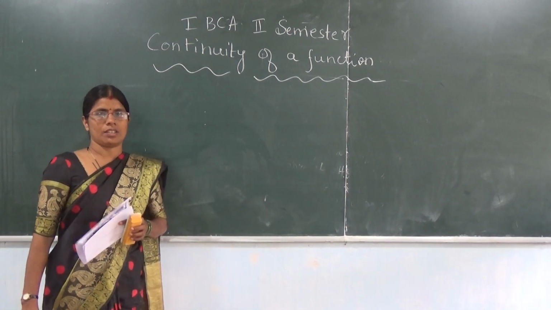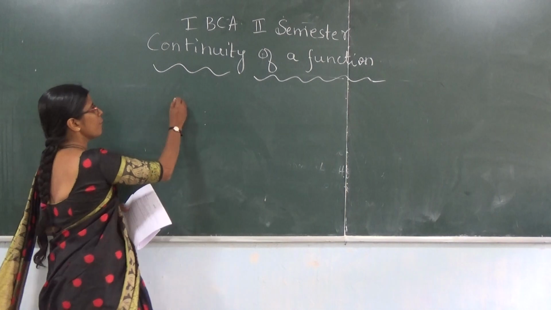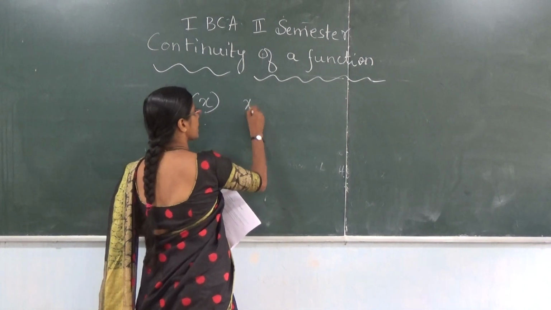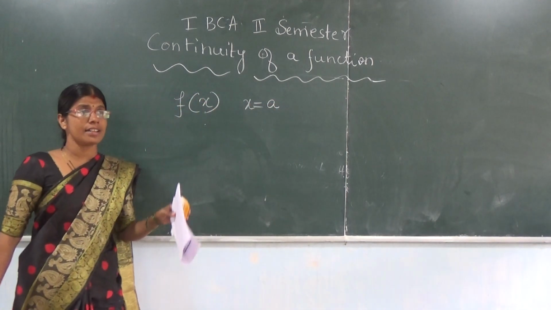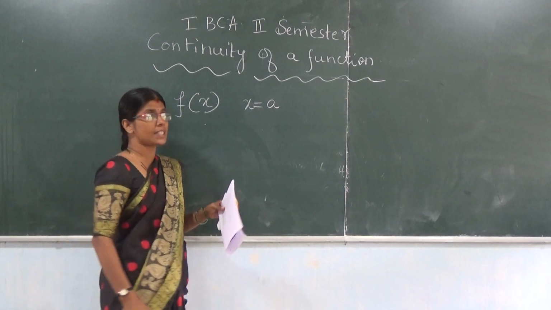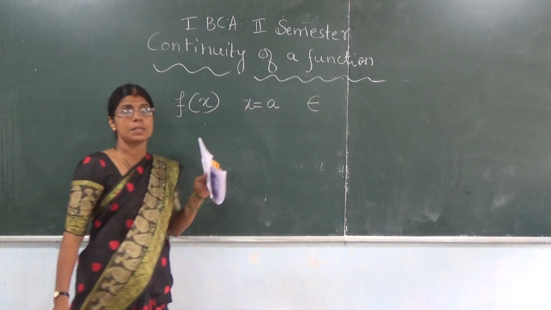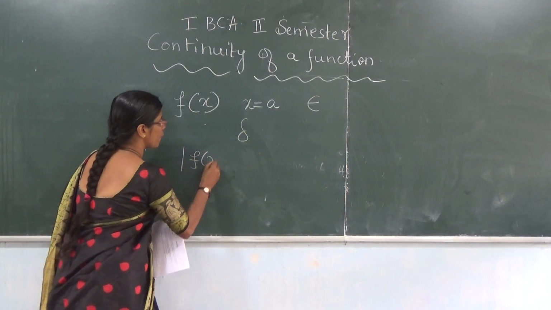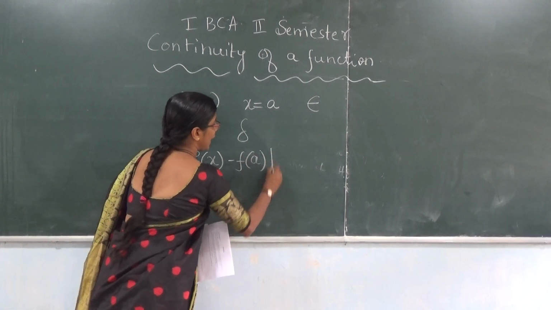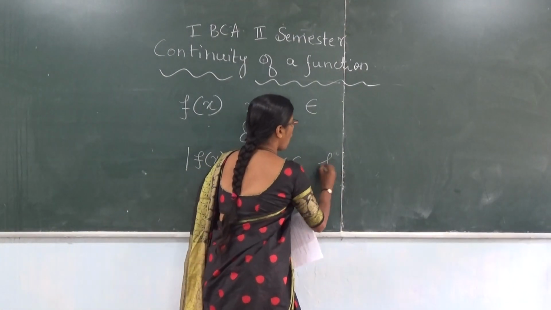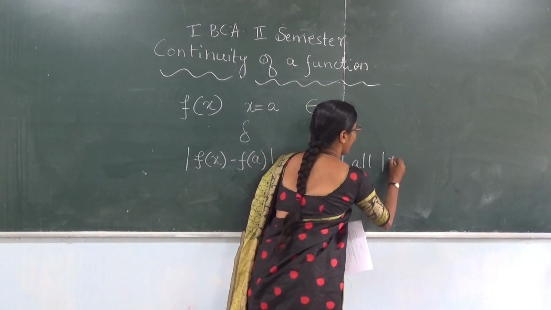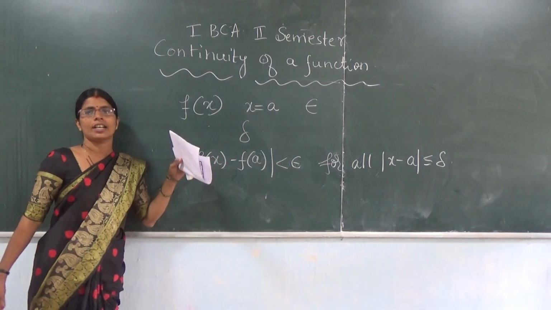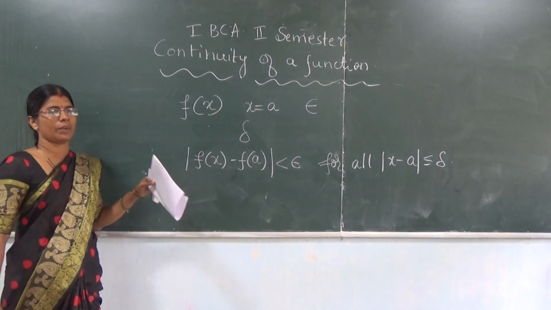Continuity of a function. Suppose we have a function f of x, then we say that f of x is continuous at x is equal to a if for every arbitrarily assigned positive number epsilon, however small, there exists a number delta such that mod f of x minus f of a is less than epsilon for all mod x minus a less than or equal to delta. So then we say that function f of x is continuous at x is equal to a.